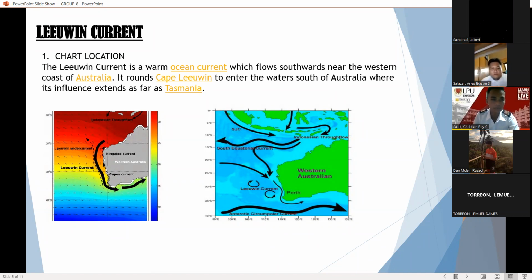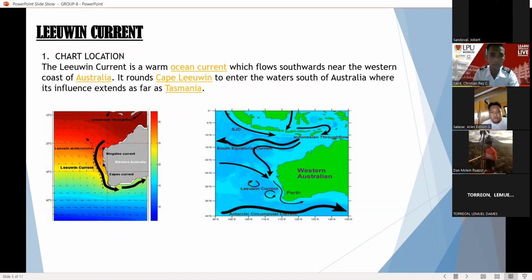Lewin Current chart location. The Lewin Current is a warm ocean current which flows southwards near the western coast of Australia. It rounds Cape Leeuwin to enter the water south of Australia, where its influence extends as far as Tasmania. And there are some pictures showing examples of Lewin Current.